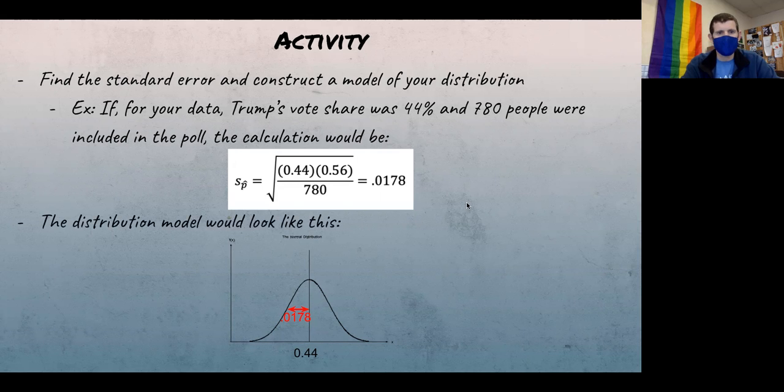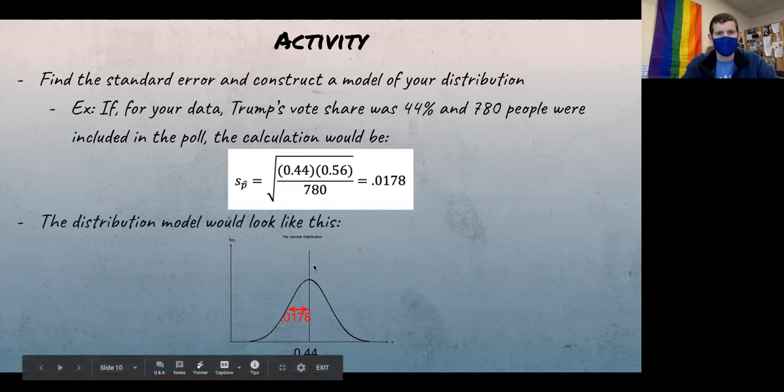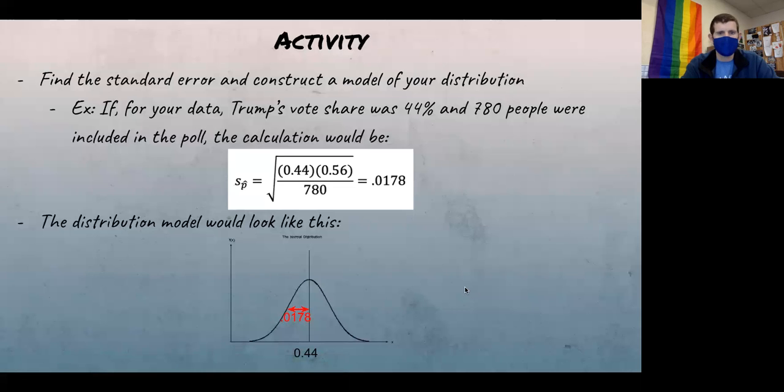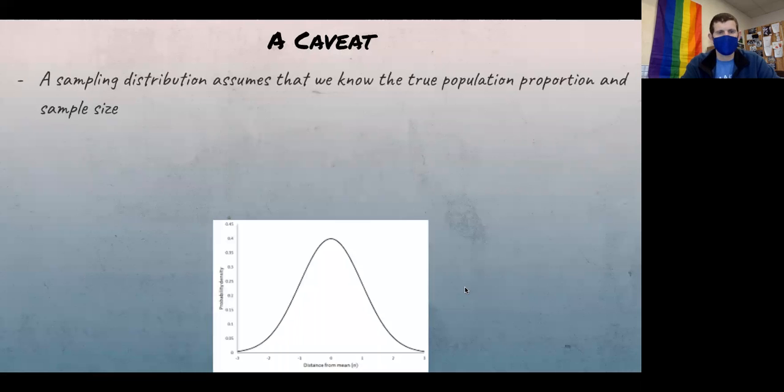All right, so the distribution model could look like this. So you have your p hat right here. You've got your standard error. So you would expect, within one standard error of the mean, that you would be somewhere between 0.42 and 0.46. All right, that's hopefully pretty straightforward.